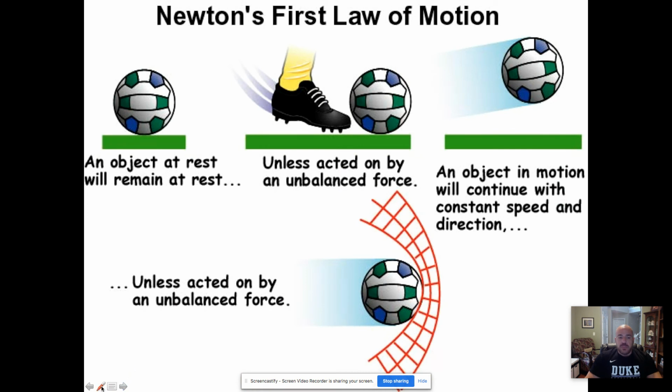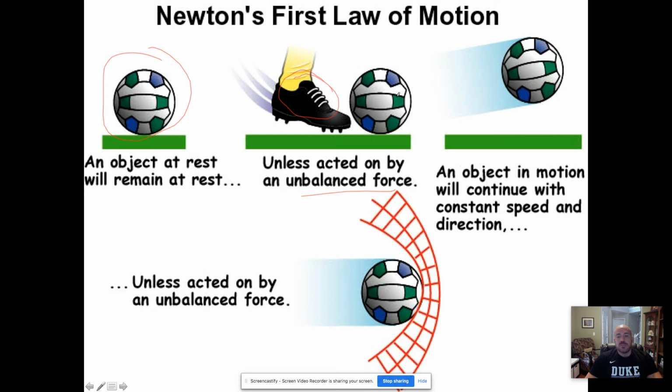So here's an example. We see this soccer ball sitting up here at the top left. It's at rest. It's going to stay at rest. Inertia says that ball wants to stay there, never moving, and it will stay there, never moving, unless an unbalanced force acts on it. It could be a big gust of wind, or in this case, the unbalanced force is somebody's going to apply a force with their foot and kick it.